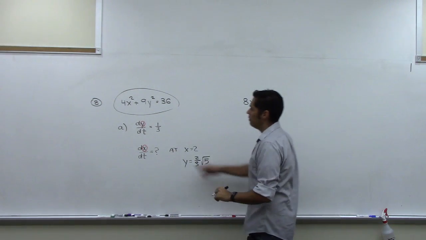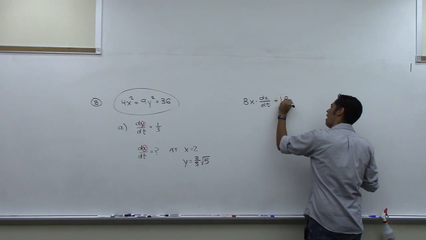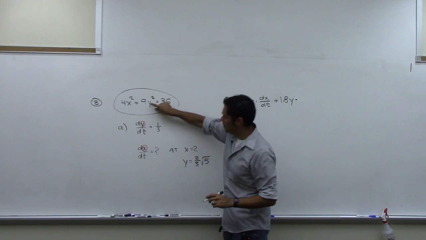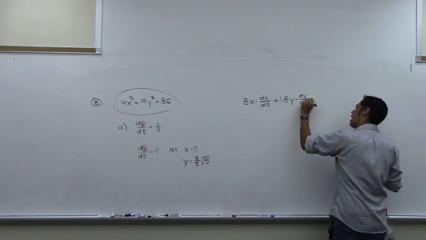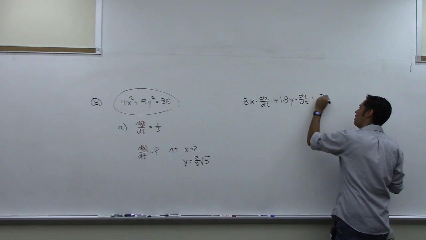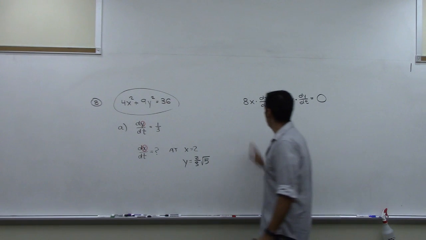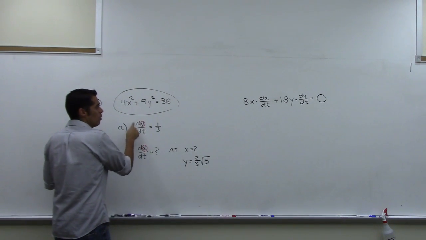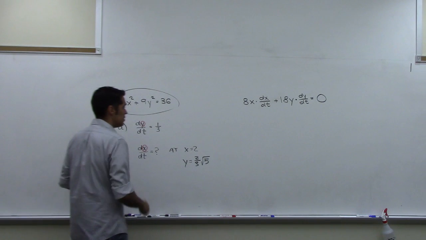plus, now I take the derivative of 9y squared, so the 2 pops out, we get 18y to the first power, times the derivative of y itself, which would be dy/dt, and then equals the derivative of the right side, which is 0. And notice that in this new equation, dx/dt is in there, dy/dt is in there, I know what that is, x and y are also in there, and I know what those are. So I should be able to solve for this.